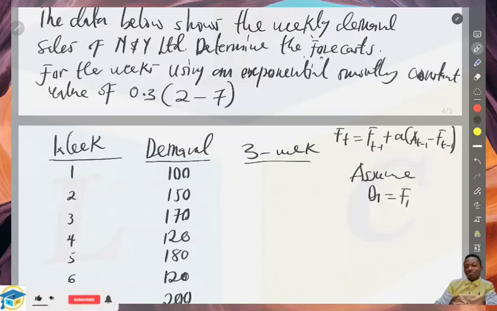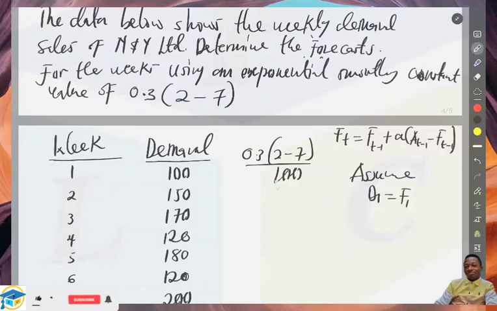So in a case where you don't have a previous period in the exponential smoothing model to forecast for, let's say, for the first week, then you make the assumption that week 1 sales or demand should be equal to F1. You state it so that you know that's what you are trying to say. Meaning that D1 here should be equal to F1 here. So that's going to be, sorry, here it is 0.3, 2 to 7, so it should be equal to 100. So that means D1 is equal to F1. Okay, so let's take note of that.